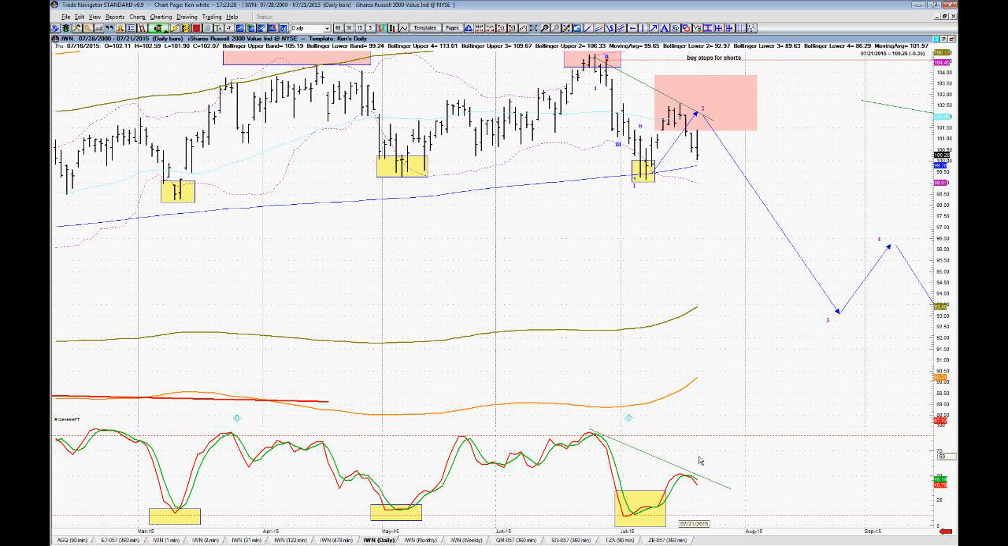On the other hand, the stochastic has so far to go to get back to this below 10% level that prices could hang out for a day or two sideways and then begin to roll over in a big way, in which case they would free fall all the way down to this lower 2 standard deviation band.